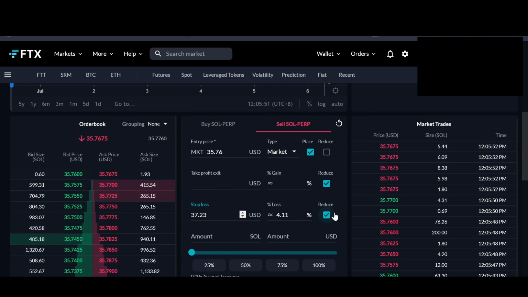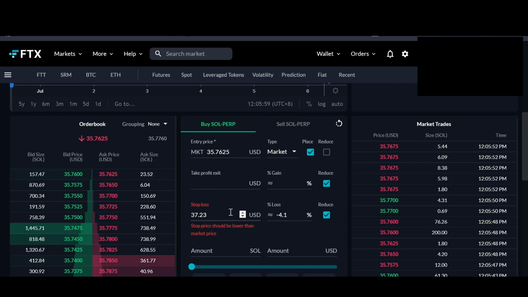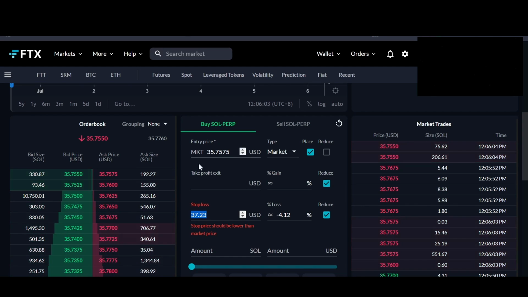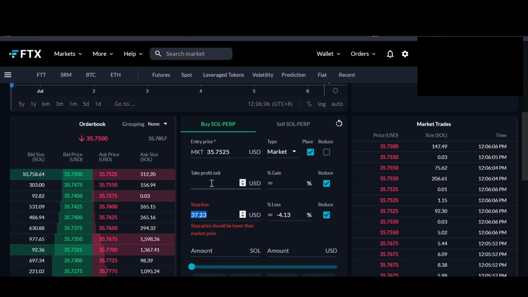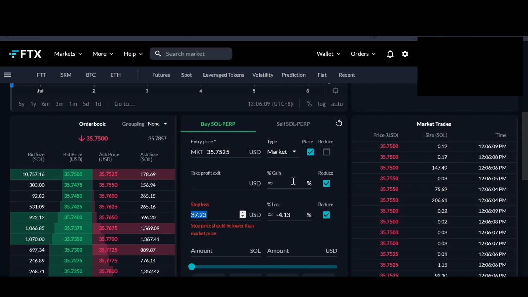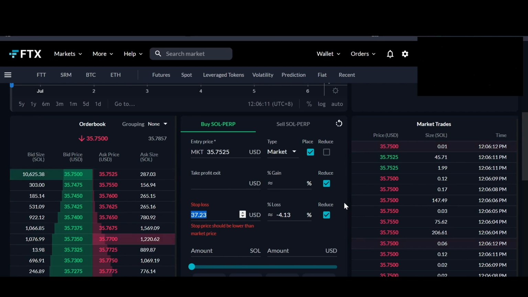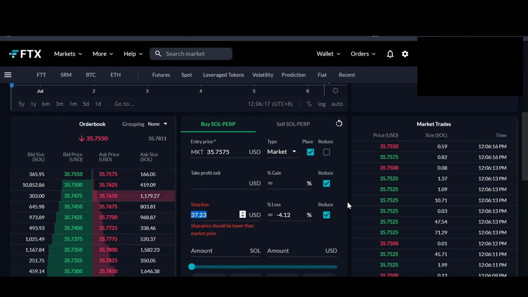So that's very simply it. This is how you enter a buy or sell. Same thing for longs. Similarly, your stop loss is inverted: you'll be below your entry price. You'll set whatever take profit you want, and it will calculate for you. So yeah, that's very simply how you use FTX to long and short, and how you use leverage.